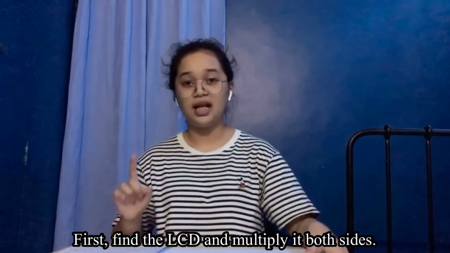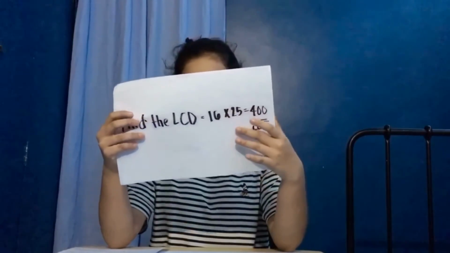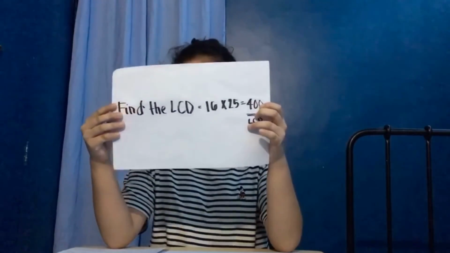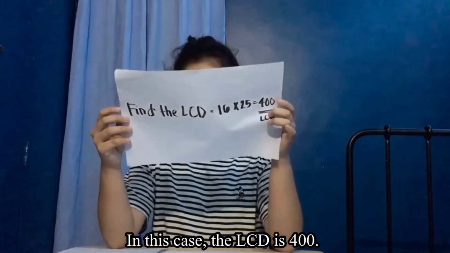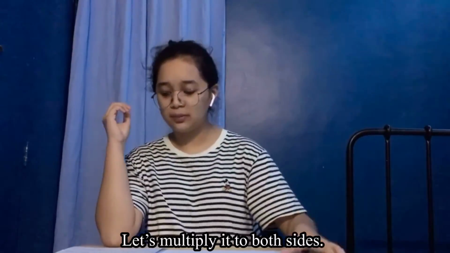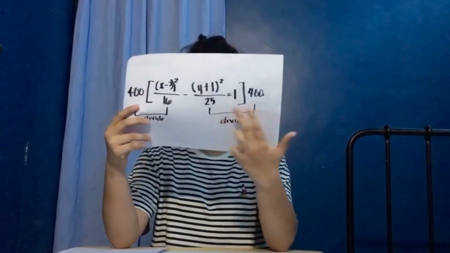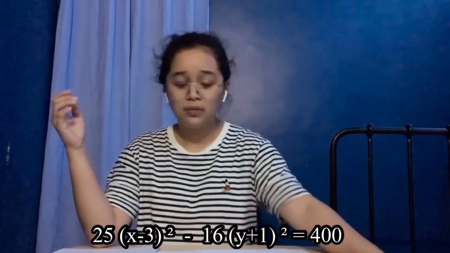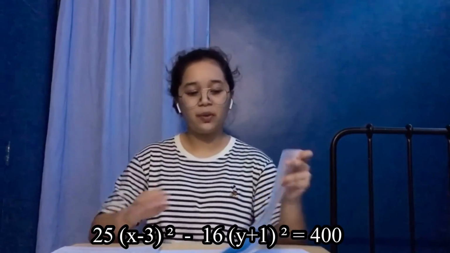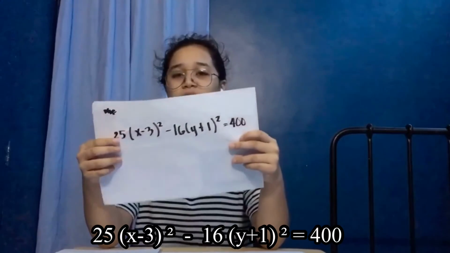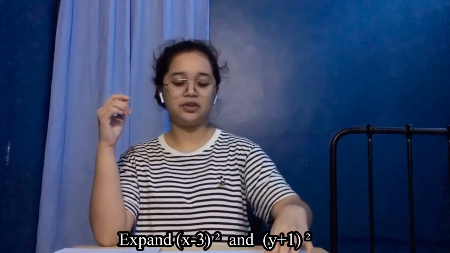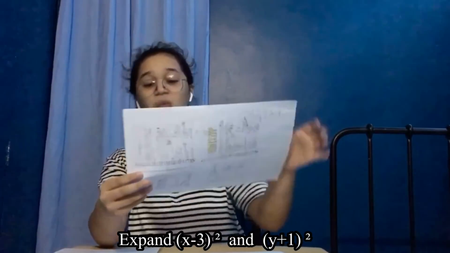First, find the LCD and multiply it to both sides. I multiply 16 and 25, which results in 400. Therefore, in this case, the LCD is 400. Now that we have the LCD, let's multiply it to both sides. I then distributed 400, the LCD, here and here, and divided 400 by 16 and by 25. The equation will then become 25 times (x minus 3) squared minus 16 times (y plus 1) squared equals 400.